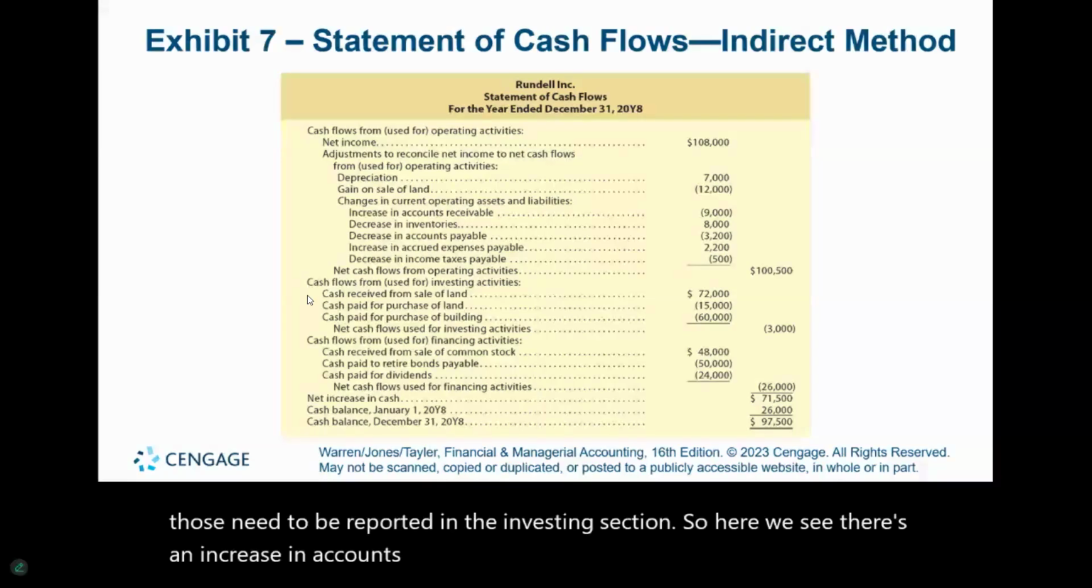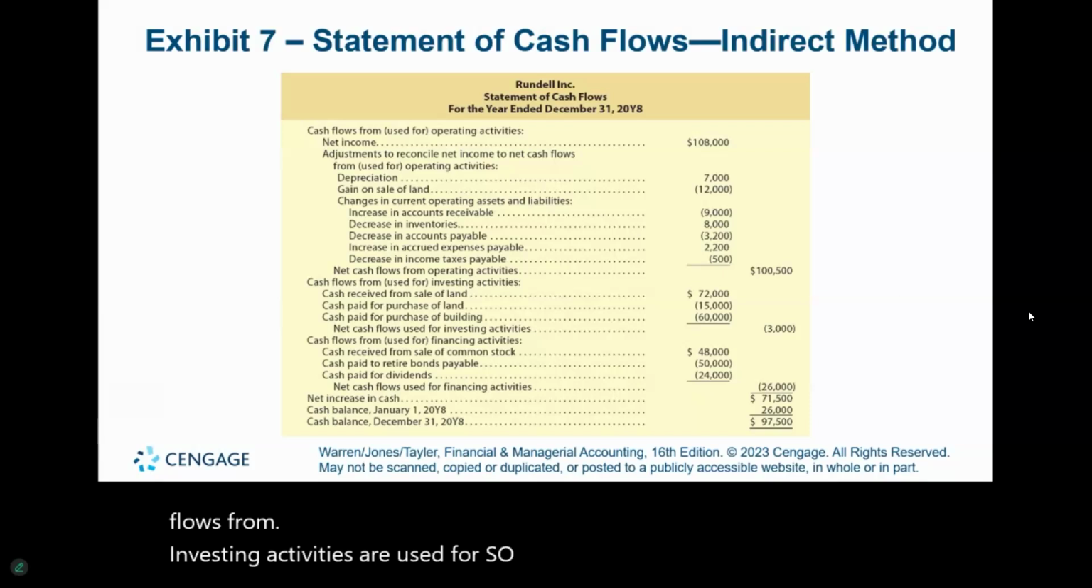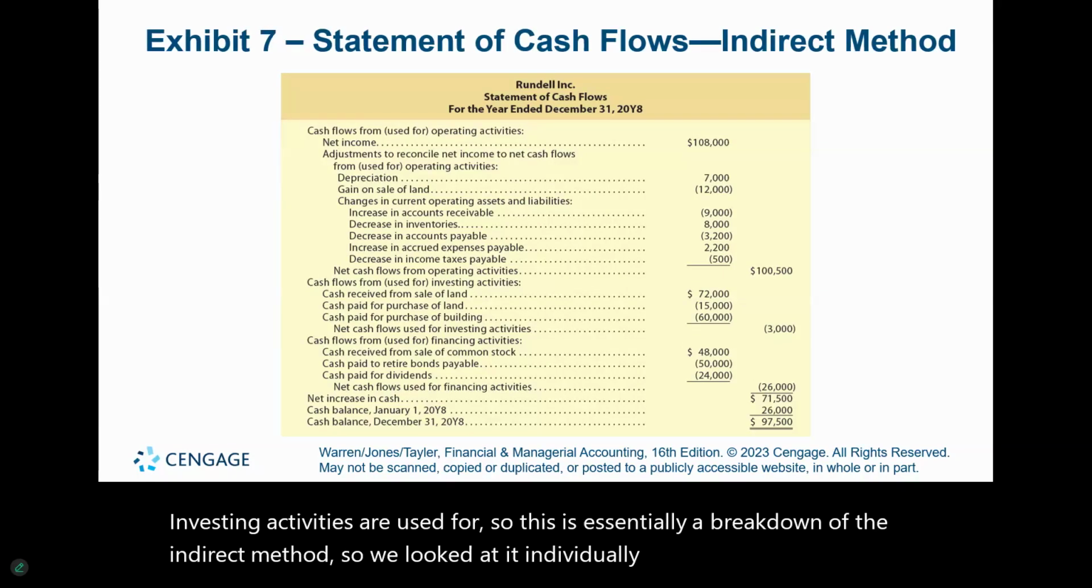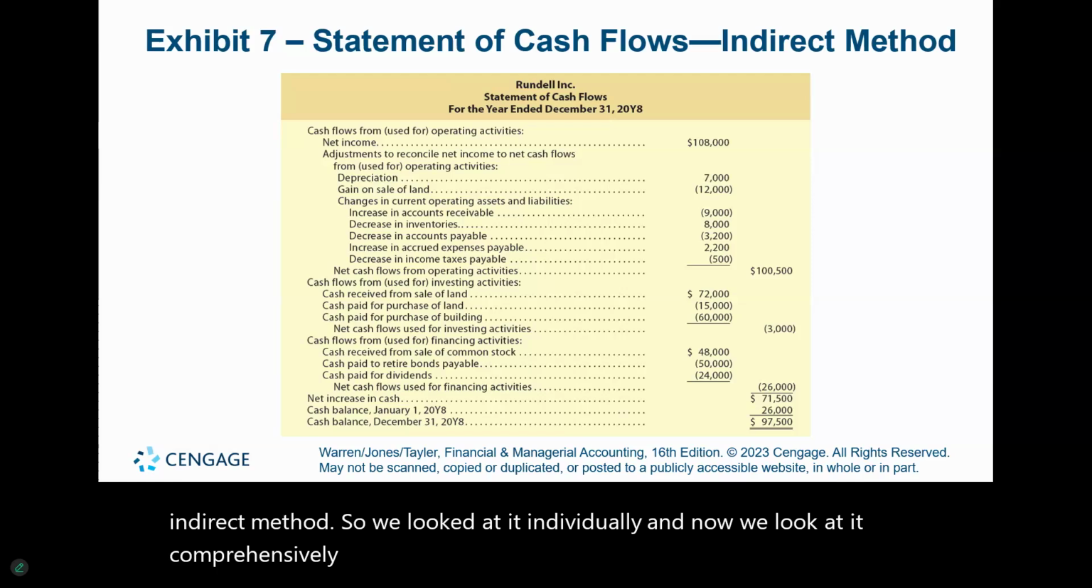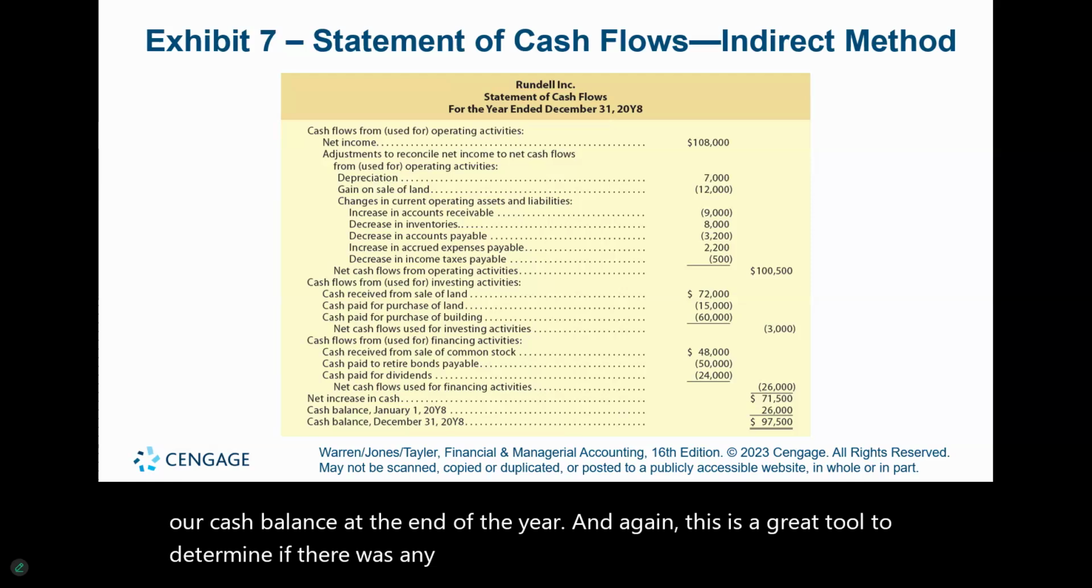Then we have the breakdown of what cash flows from investing activities are used for. So this is essentially a breakdown of the indirect method. So we looked at it individually, and now we look at it comprehensively, holistically, starting from the net income to, hey, what is our cash balance at the end of the year? And again, this is a great tool to determine if there was any fraud that took place during the year.